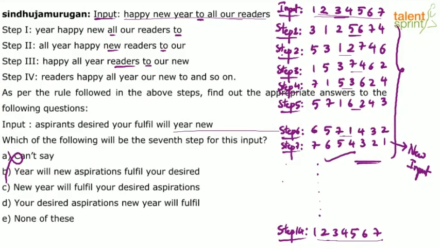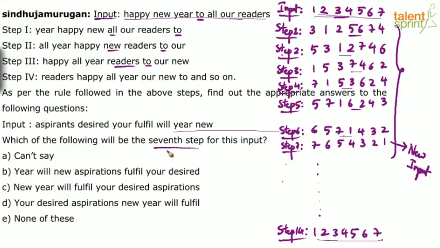Next question. I'll just clear all these markings here. Of course, the process is on the right hand side here. Let us look at the next question, the second question. The input is: aspirants desired your fulfill will year new. The question is, which of the following will be the 7th step for this input?